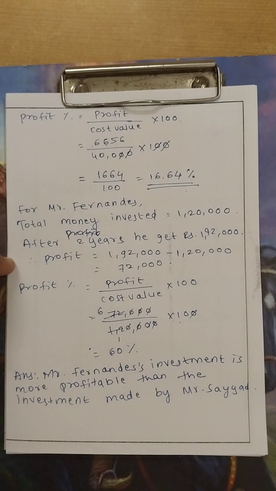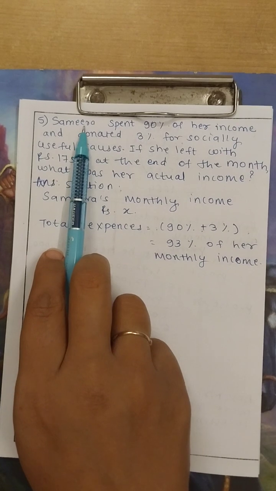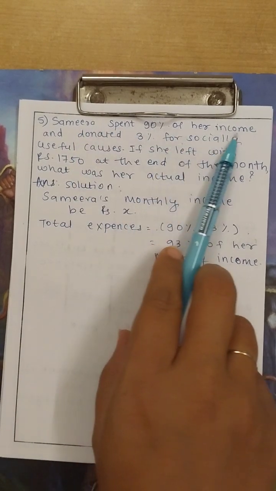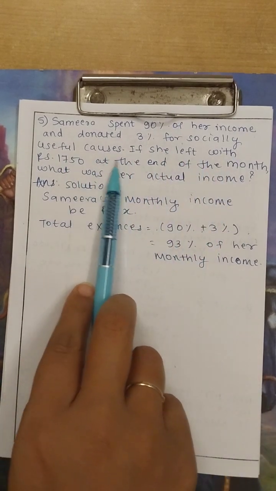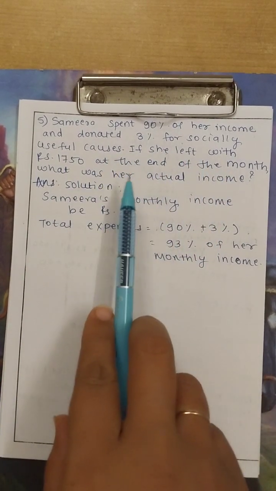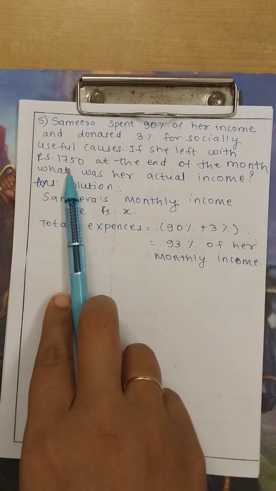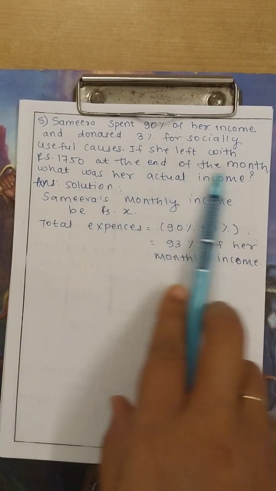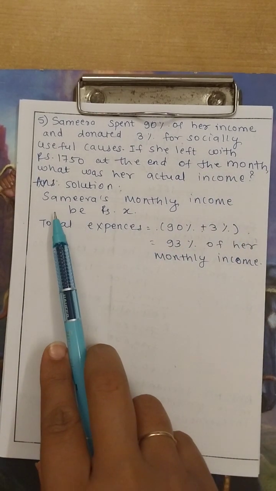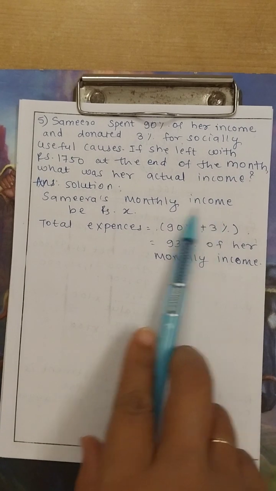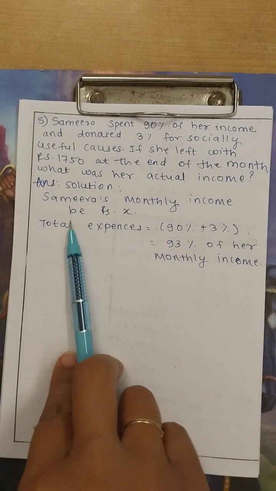Next question number 5. Samira spent 90% of her income and donated 3% for socially useful causes. If she is left with 1750 rupees at the end of the month, what was her actual income? So we have to consider the monthly income of Samira be X. Samira's monthly income be rupees X.